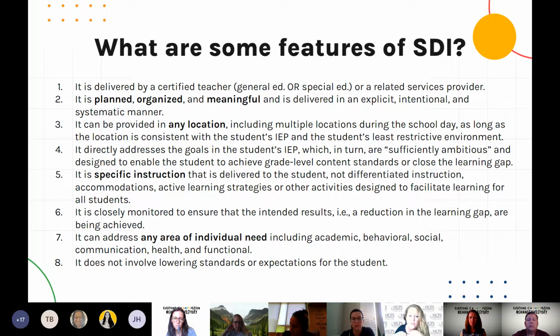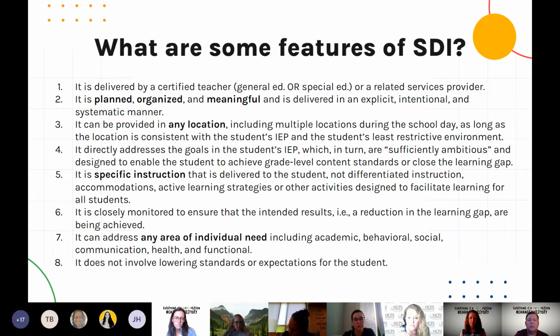It really is planned, organized, and purposeful for the needs of the student. There are many different domains, which will be discussed later, of specially designed instruction. It's not always academic. We have students that are identified with math-related disabilities, students identified with reading-related disabilities, and students that are identified with more social, emotional, or behavior-related disabilities. So the specially designed instruction really focuses on what is the area that that student requires.